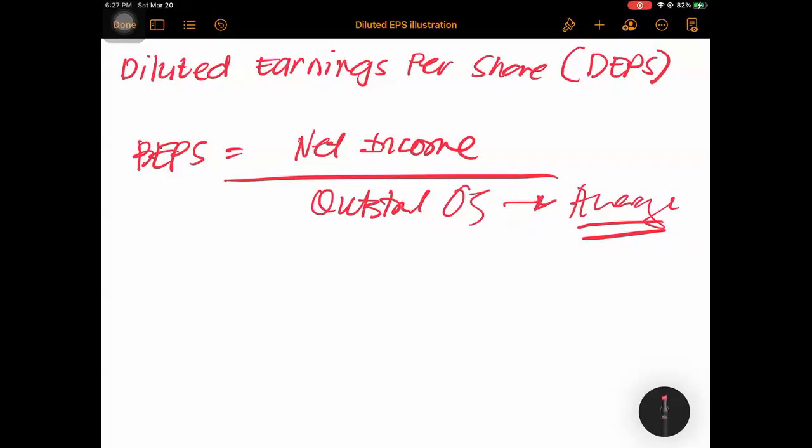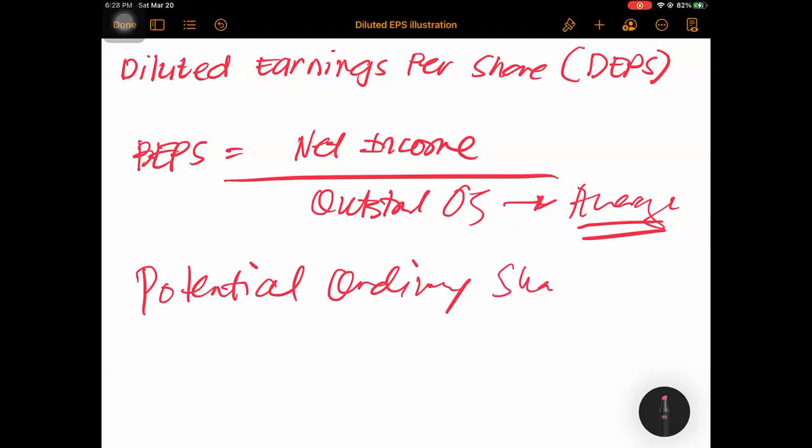Okay, but if the capital structure of the corporation or the entity is complex, when you say complex, it is not only normal preference shares and normal ordinary shares, but what if there are potential ordinary shares? Let's call them potential ordinary shares. Potential ordinary shares are items or transactions that can be converted into ordinary shares.